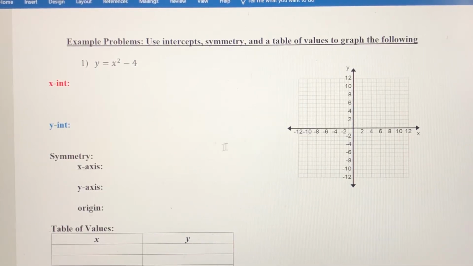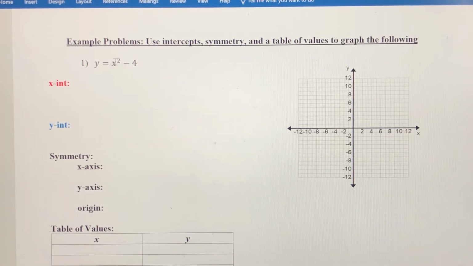All right, so in this video, we're going to combine some of the things we've gone over recently: the intercepts, the concept of symmetry, more specifically x-axis, y-axis, and origin symmetry, and then the table of values to hopefully make graphing a little bit easier. We're going to graph one equation that has x-axis symmetry, one that has y-axis symmetry, and one that has origin symmetry.